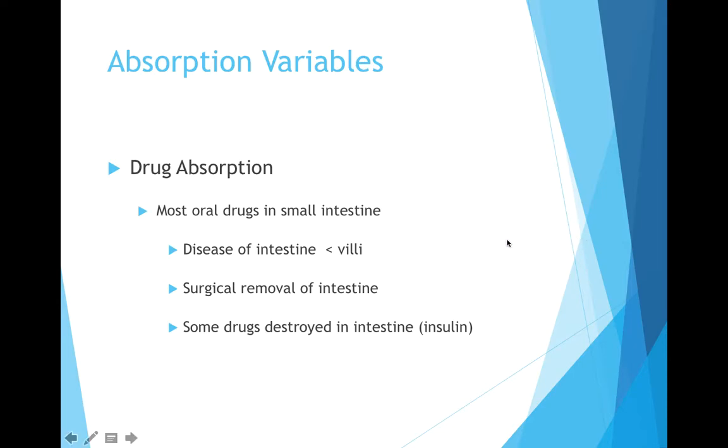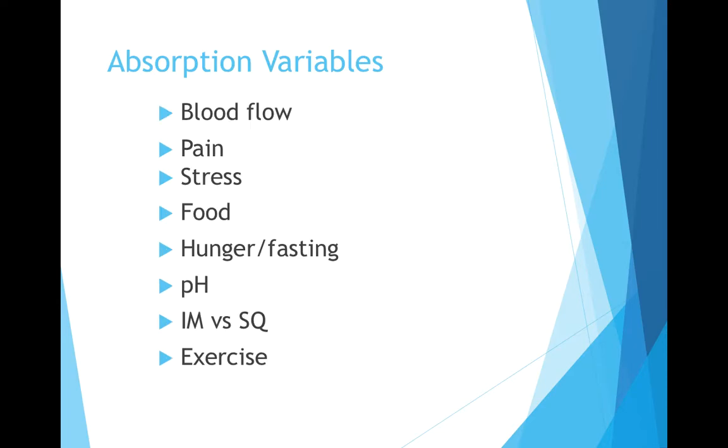Also, we know that certain drugs cannot be given and absorbed through the GI tract because they will be destroyed, and one of them is insulin. That's why we inject insulin into our patients rather than giving that in some type of an oral form. Other variables that can affect absorption of medications, of course, we depend on blood flow. Okay, blood flow to the GI tract, blood flow in general to pick up the medications and allow them to be absorbed for distribution.